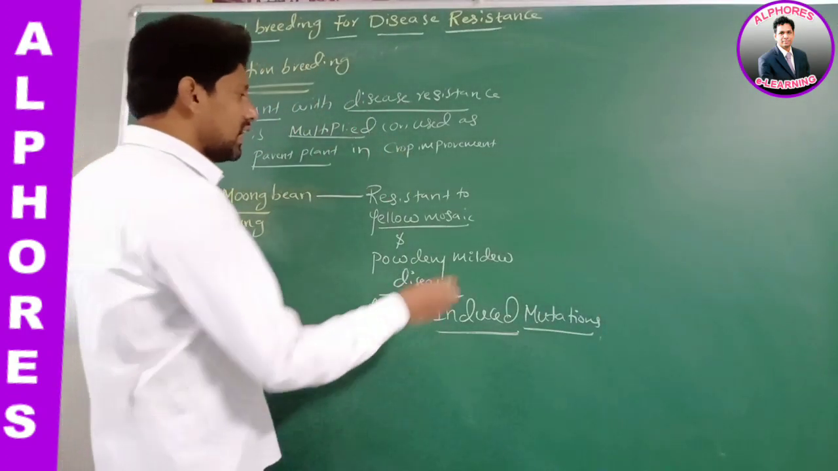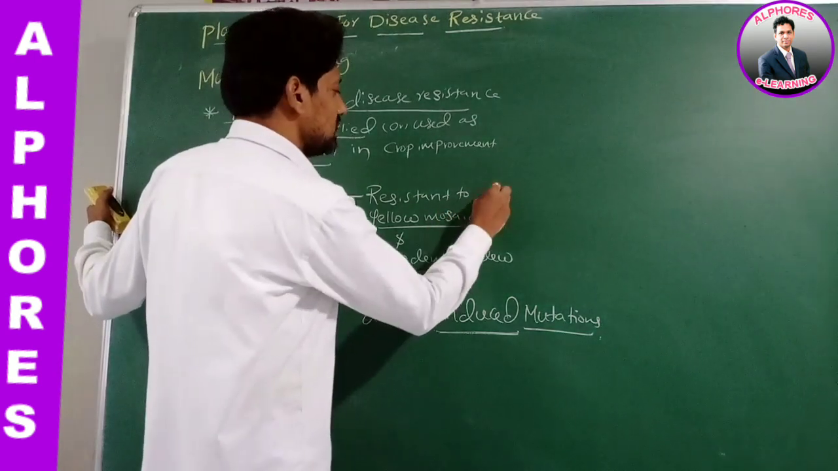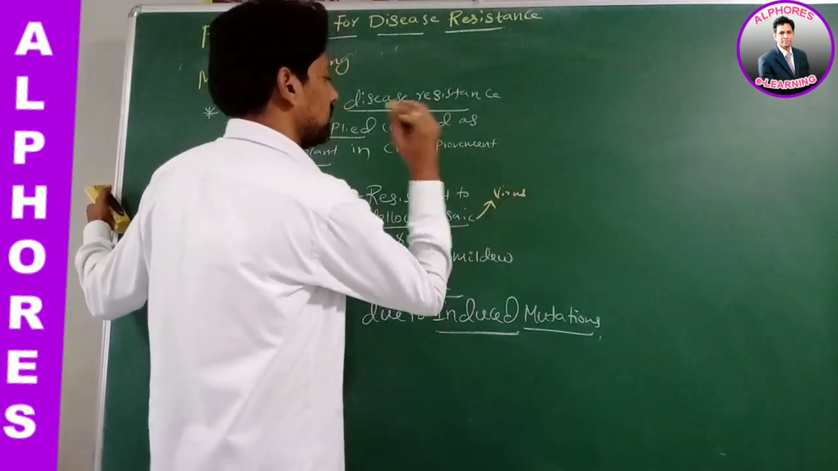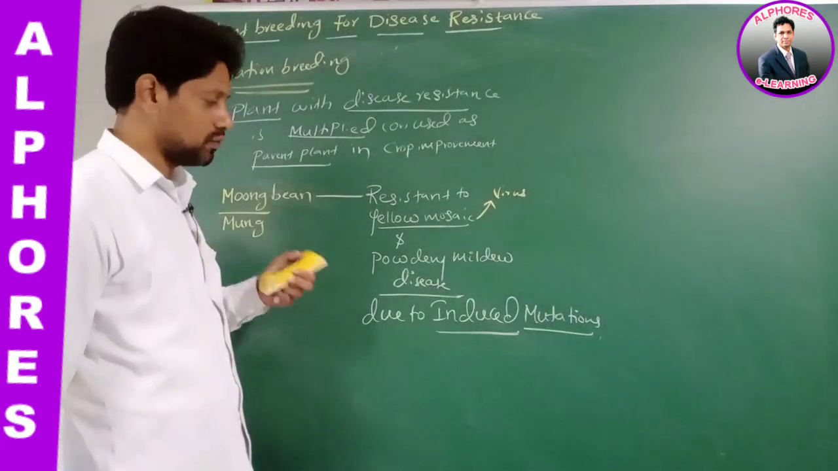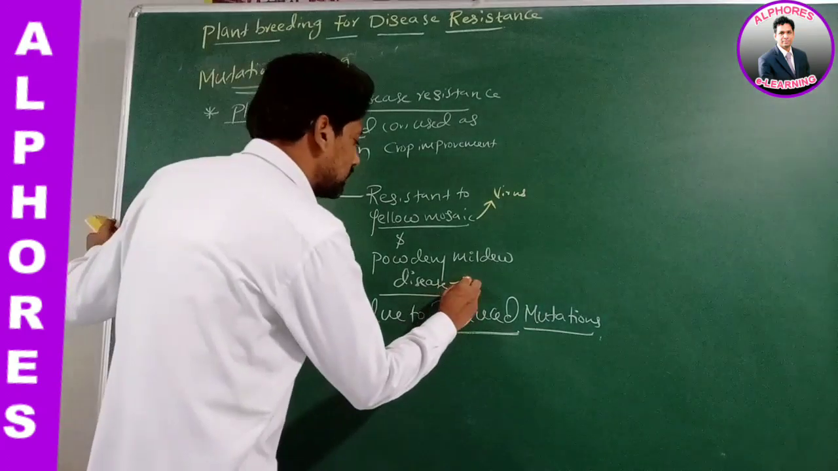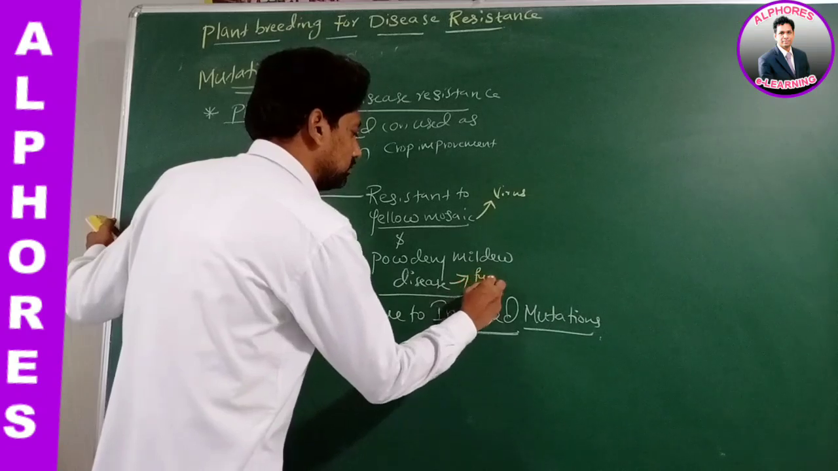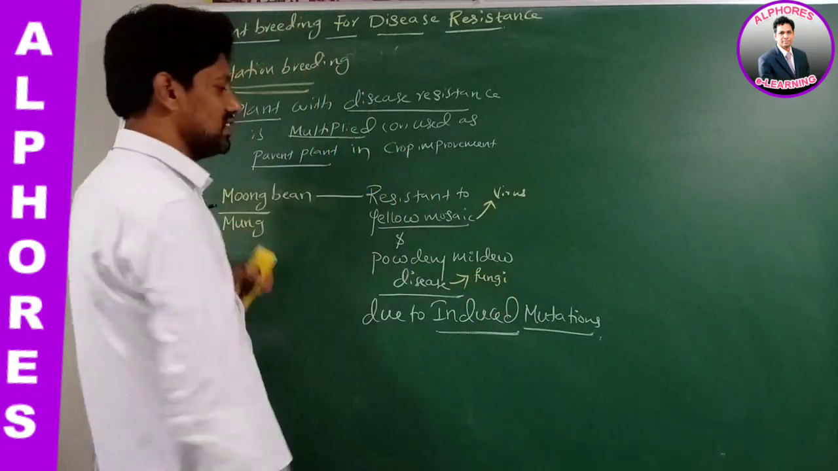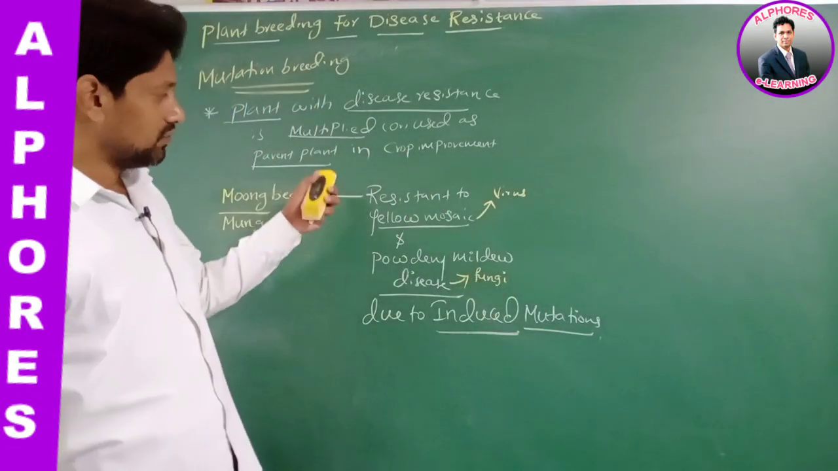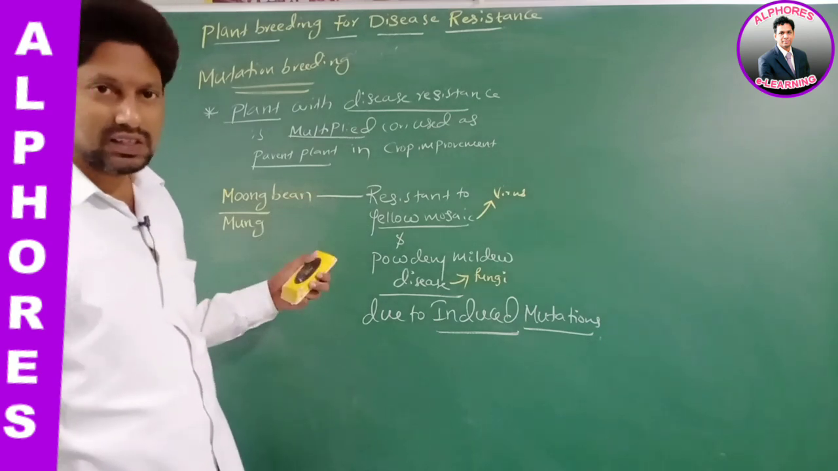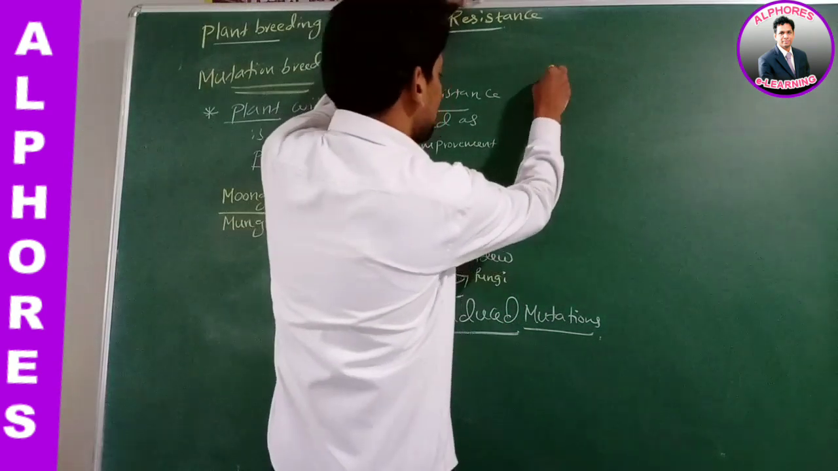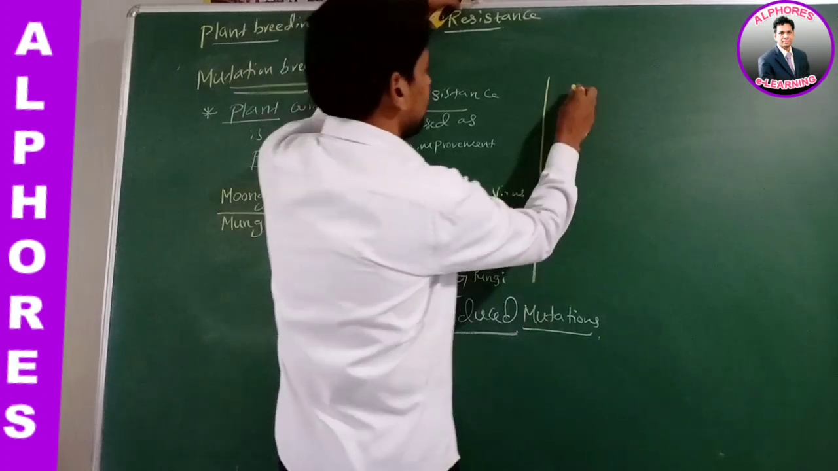Sir, yellow mosaic disease is caused by virus, whereas powdery mildew disease is caused by fungi. Powdery mildew disease is caused by whom, sir? Fungi. Therefore, is this statement okay? Is it clear? Now, sir, what is the meaning of somaclonal variants?